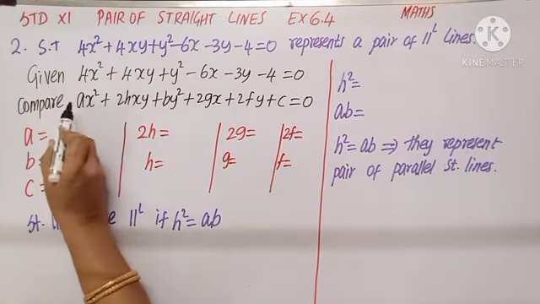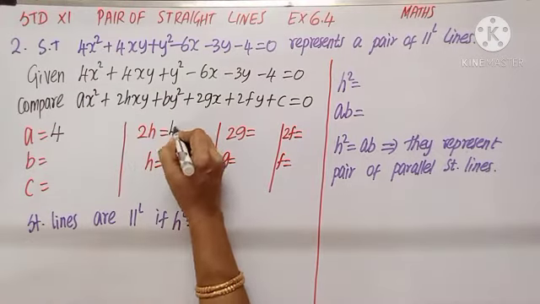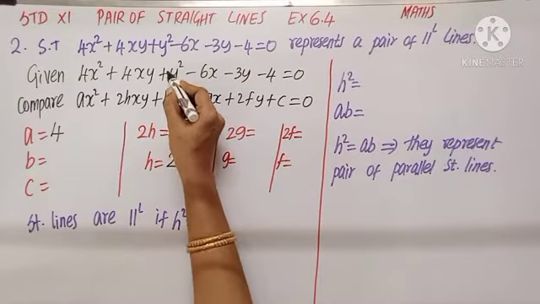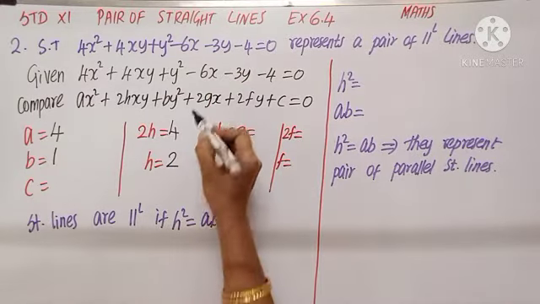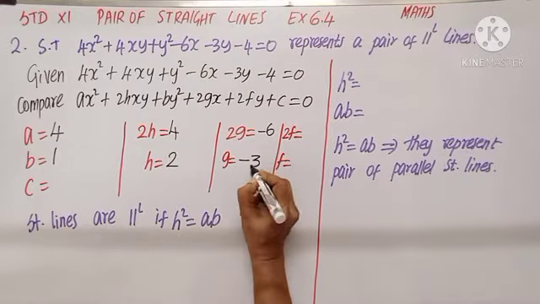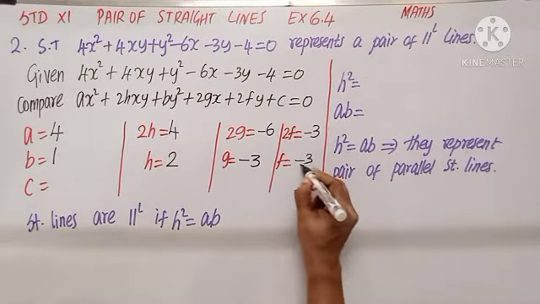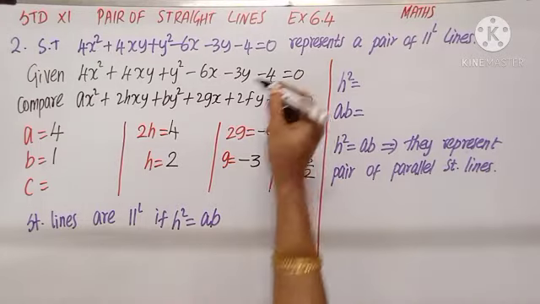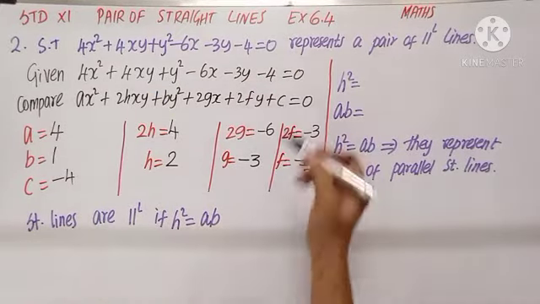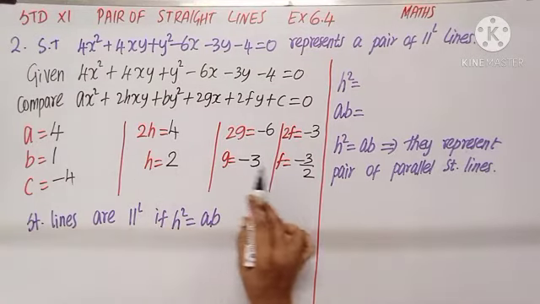As I compare, a equals 4, 2h equals 4, so h is equal to 4 by 2, that is 2. b equals, no number tells me 1. 2g equals minus 6, g equals minus 6 by 2, that is minus 3. 2f equals minus 3 or f is equal to minus 3 by 2. c equals minus 4. As I compare the given equation with the general second degree equation, we have identified a, b, c, h, g, f.